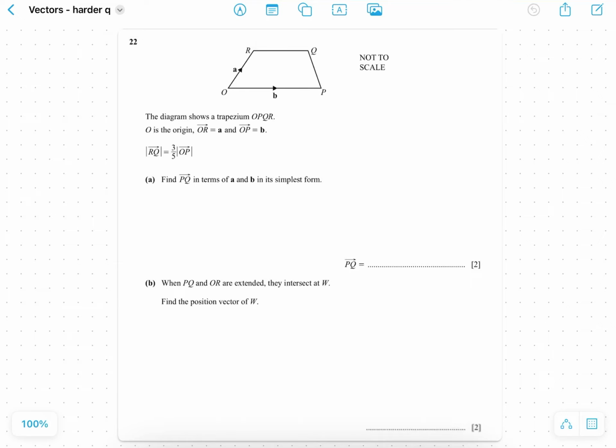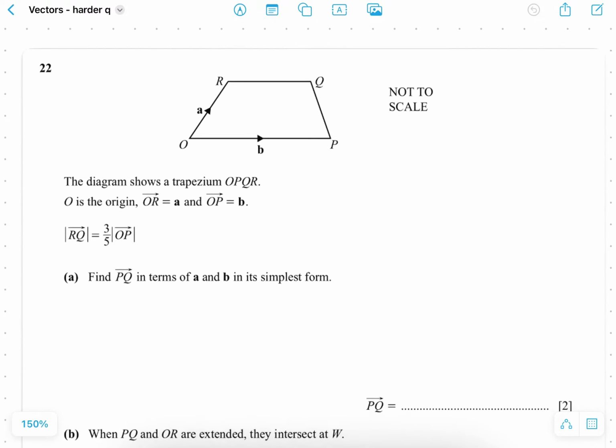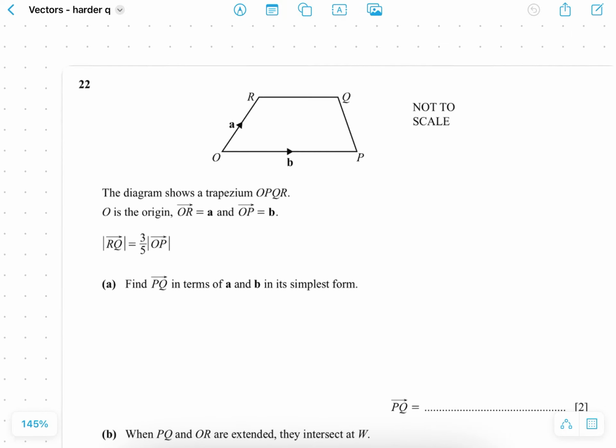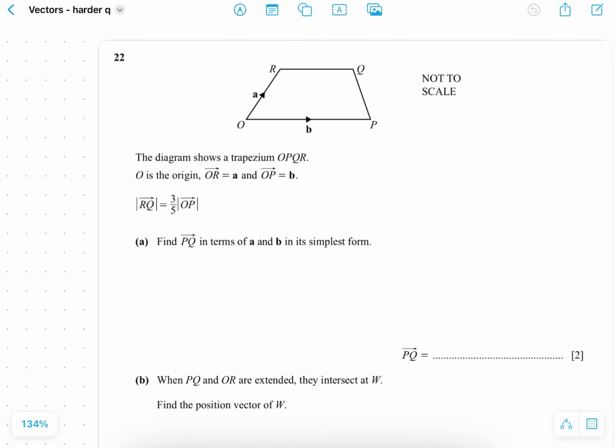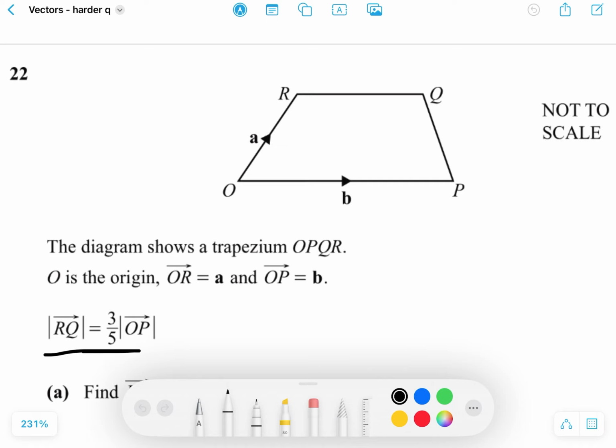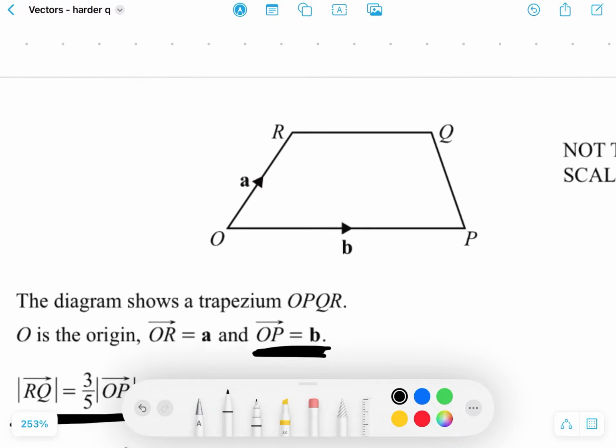Hello, so in this video I'll be working through a harder vectors question that might come up, the sort of style that would come up in paper 4. So we're given a trapezium OPQR and O is the origin, and they've given us a few vectors, and now they've told us that the magnitude of RQ is 3/5 the magnitude of OP. And they've given us OP, the vector O to P, as B.